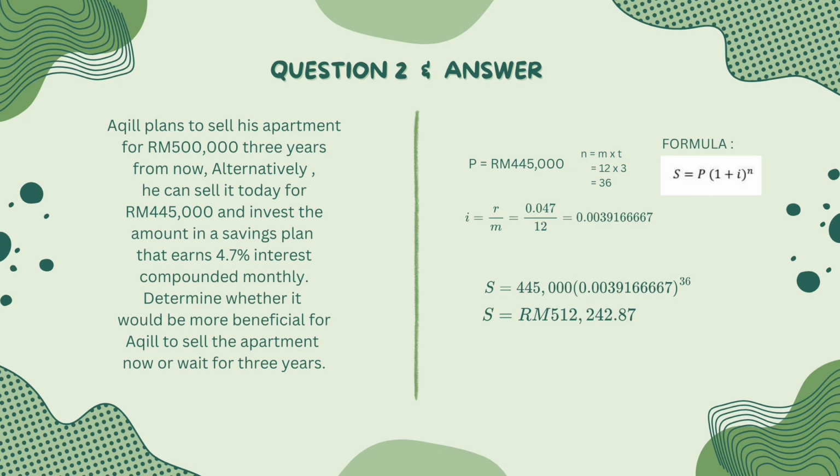So in the end, it is more beneficial for Akil to sell the apartment now and invest the amount in a savings plan that earns 4.7% interest compounded monthly. This is because the amount accumulated after 3 years, that is RM 512,242 and 87 cents, will be higher compared to selling the apartment 3 years from now, which will have an accumulated amount of just RM 500,000.